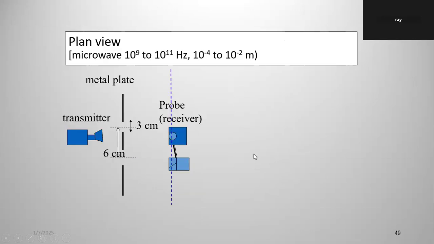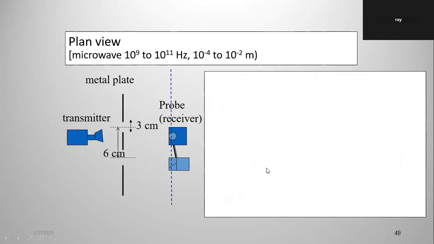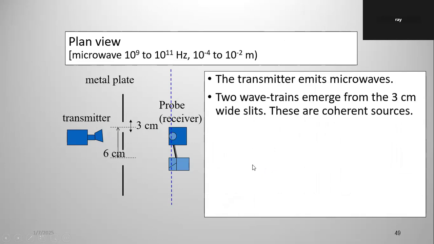So for microwave, there's a transmitter. From center to center is 6 cm, and then the slit aperture size is 3 cm. There's your probe or receiver detector. The transmitter emits microwave. Two wave trains emerge from the 3 cm wide slits. These are coherent sources. The transmitter must be at the perpendicular bisector of the two slits.